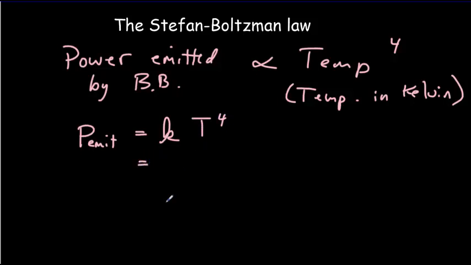power. Now, of course, if our object's bigger, it's going to emit more power. And we suspect that the bigger the surface area, the more power would be emitted. And that's true. The emitted power will be equal to some constant times the surface area times T to the 4th.